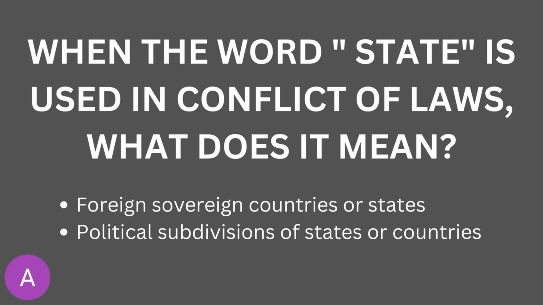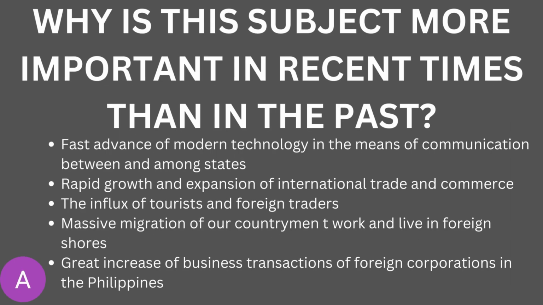When the word state is used in conflict of laws, what does it mean? It includes not only foreign sovereign countries or states, but also political subdivisions of states or countries which have their own legal systems, such as the different states constituting the United States of America, the United Kingdom, the federal states of Australia, Canada, and Germany.